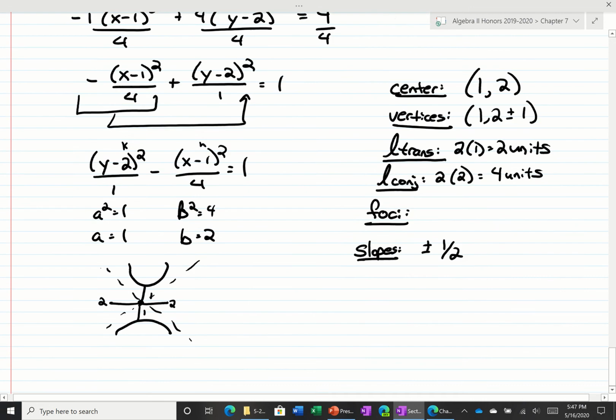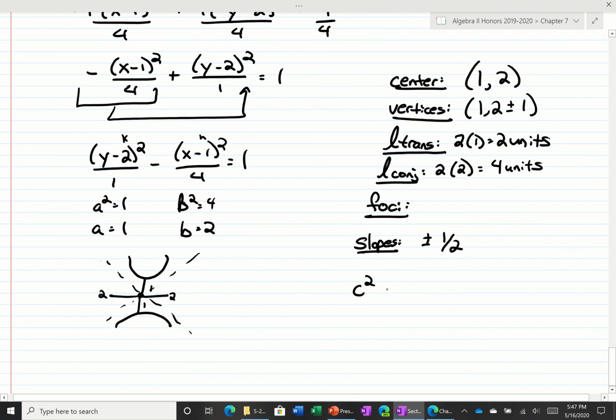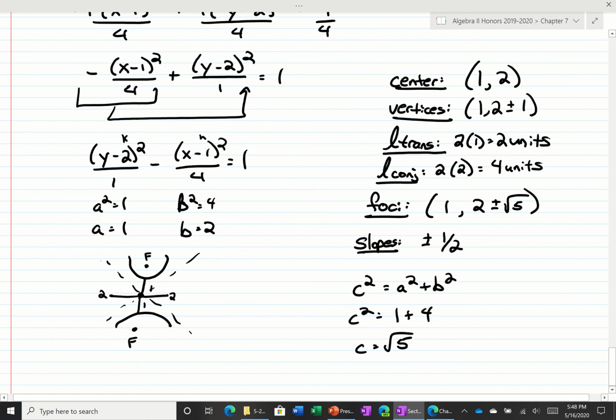value. And to finish this one up for our foci, we know c squared is a squared plus b squared. So c squared would be 1 plus 4. C would just be root 5. The foci would be always on the transverse axis. So we have our center 1, 2, but because the foci are on the transverse axis, it's going up and down, so we put root 5 right there.